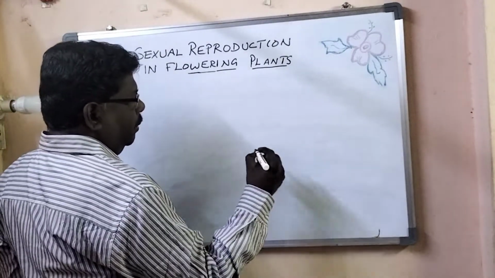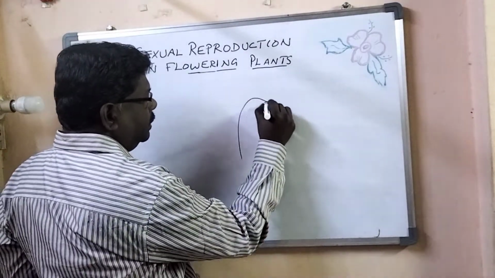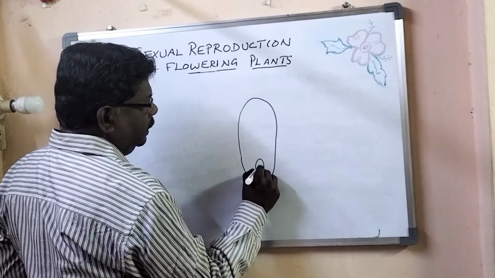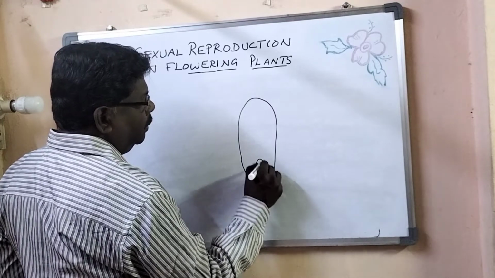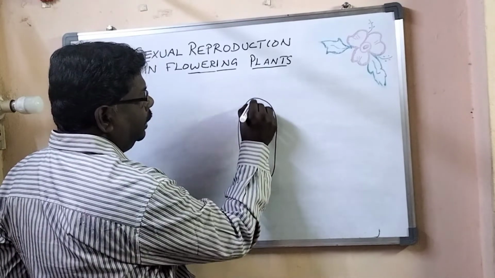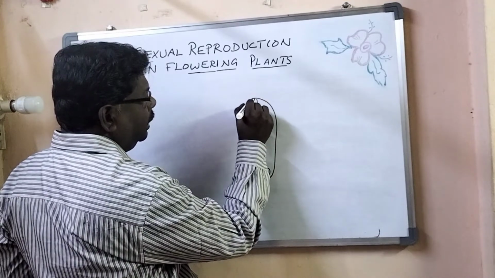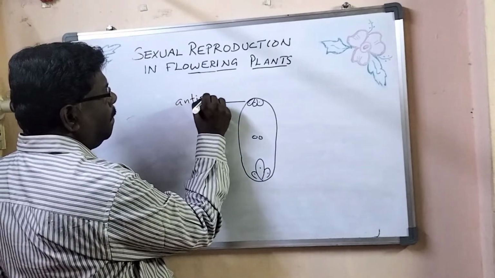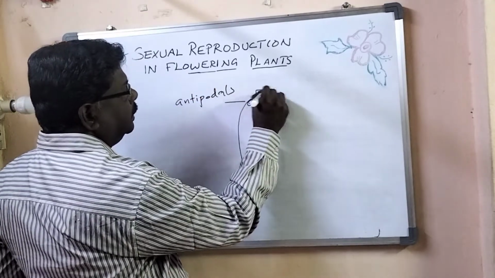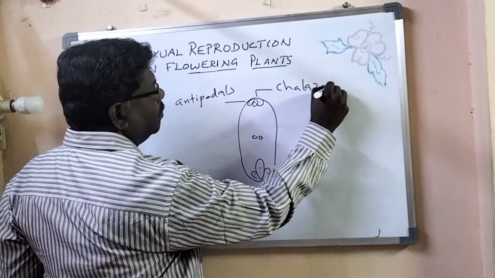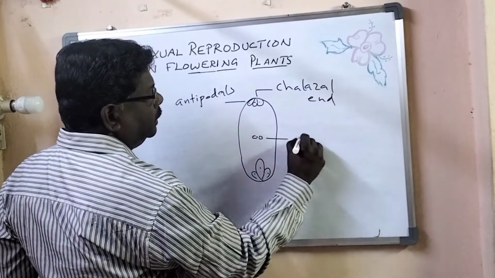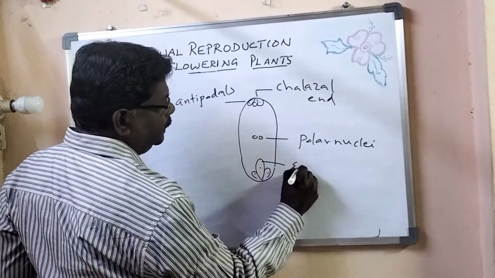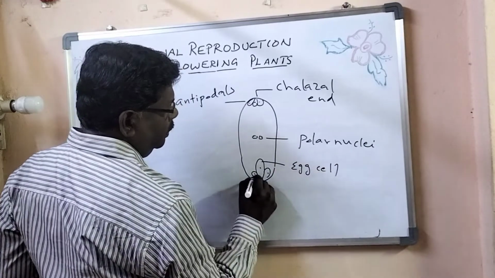Okay, if you see that embryo sac diagrammatically, it will be like this. So this is the egg cell. Okay, this is polar nuclei. These are the antipodals. This is the cell end. This is polar nuclei. This is egg cell. These are synergids.